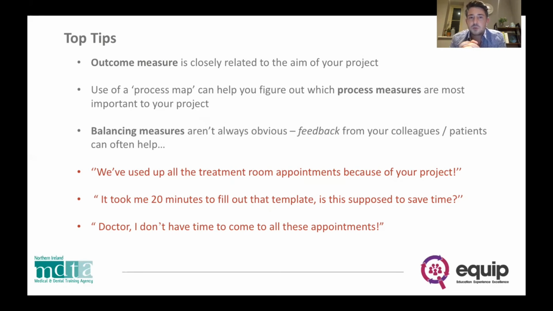The use of a process map, which should be covered in another area of these talks, can help you figure out which process measures are most important to your project. When you break down each individual step of a current process and figure out the parts that you wish to add, remove or change, they can also be things to measure. Are they working? If you change something, you should really measure it.